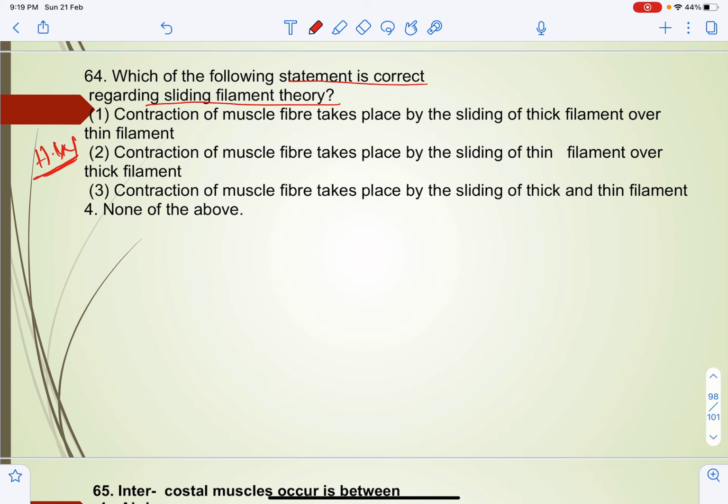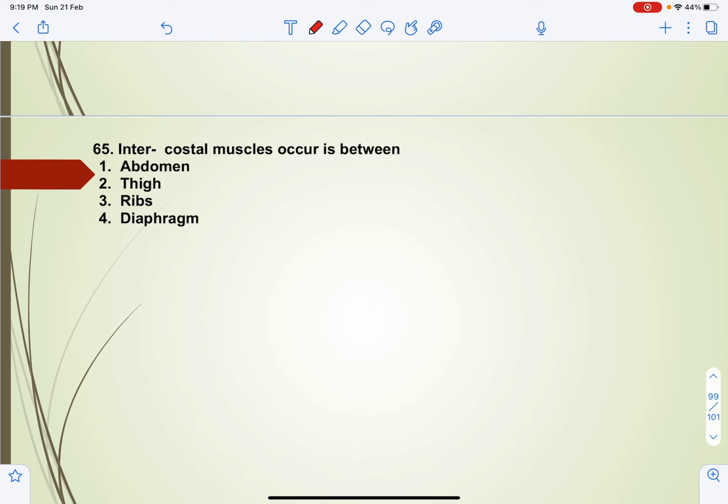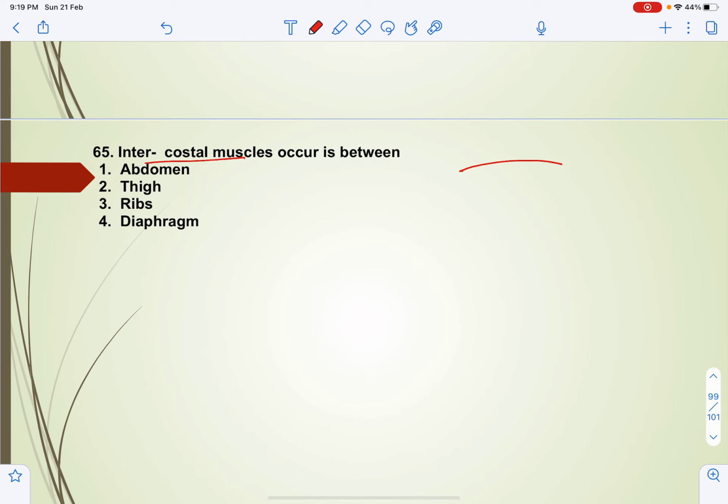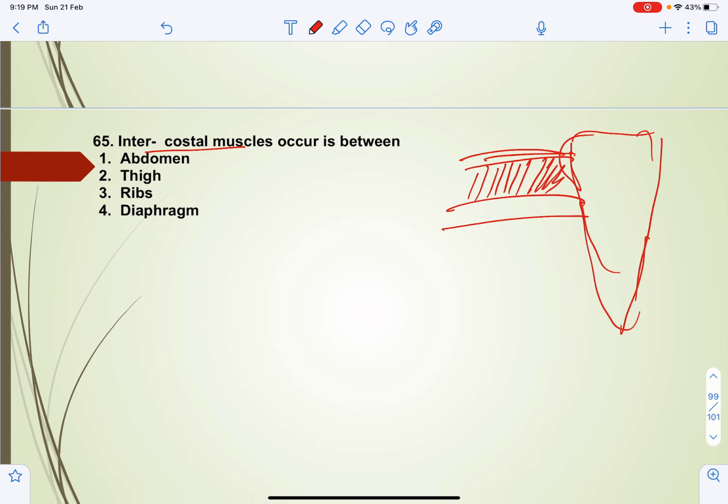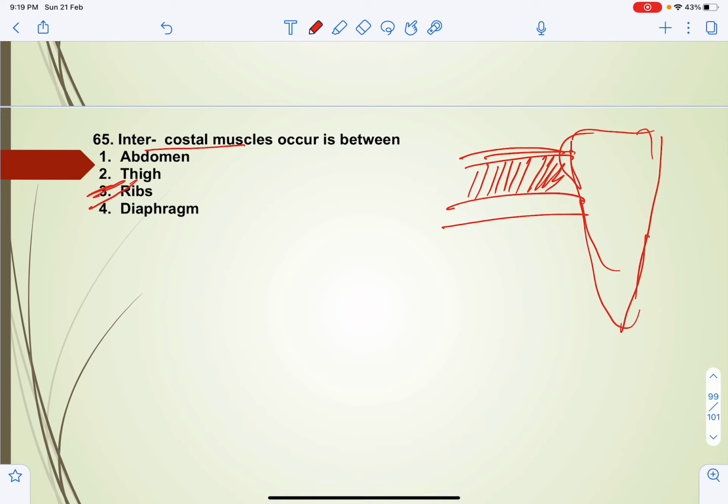Simple answer. Intercostal muscles, we all know that intercostal muscles are in between the ribs, where the sternum attaches with the ribs. In between the ribs there are intercostal muscles. So with this we can select option 64.